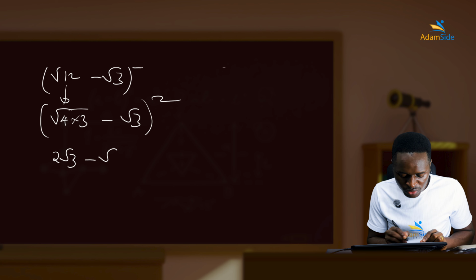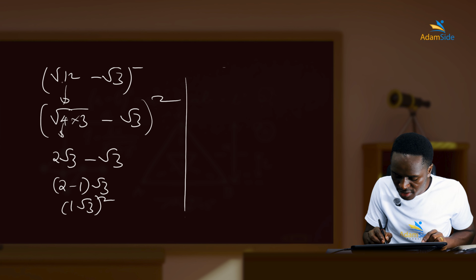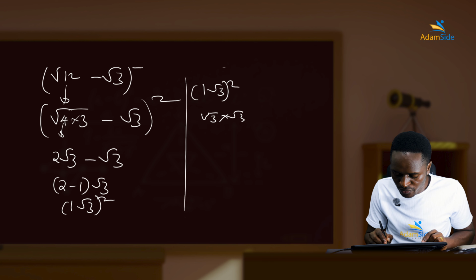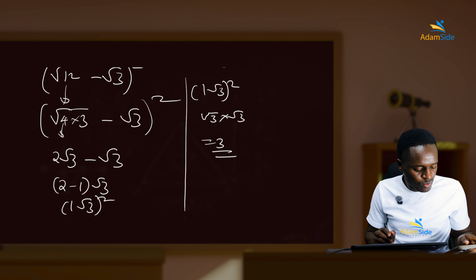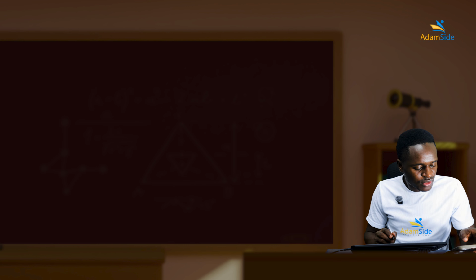Then minus root 3, because this is squared. I've broken that into 2. If you've done that, then it's easier. 2 minus 1 root 3. What do you get? You get 1 root 3. Then square it. So 1 root 3 squared means root 3 times root 3, which is 3. That's what you're supposed to do to get the answers correct. That's the idea I'm giving you, instead of doing the very complicated way.